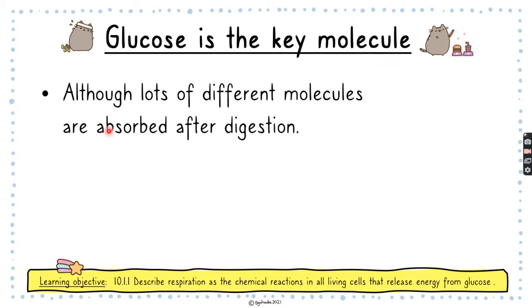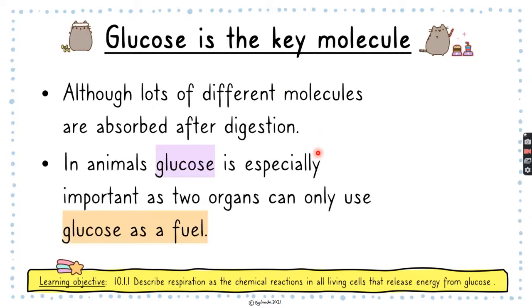Although lots of different molecules are absorbed after digestion, so you don't just absorb glucose, you do absorb other smaller molecules like amino acids, fatty acids, and glycerol, all the vitamins and minerals. If you guys remember that in topic 5, we do absorb a lot of those things. However, glucose is especially important because there are 2 organs in our body that only use glucose as fuel.